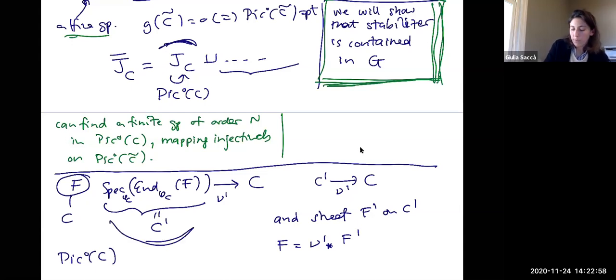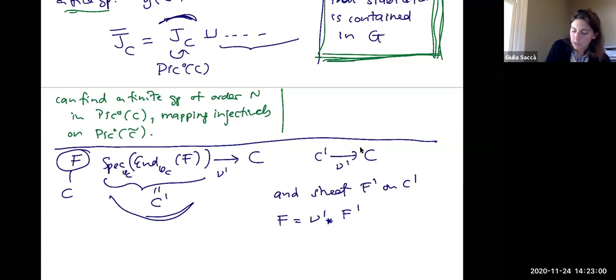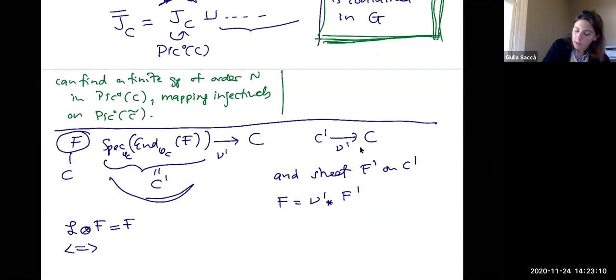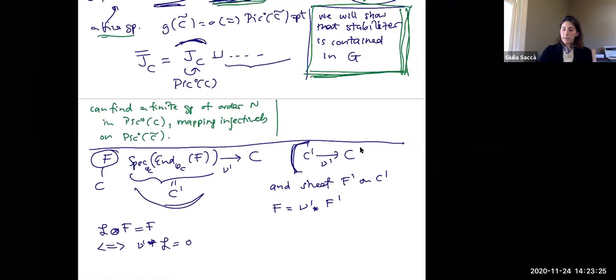And so when I look at the action of Pic^0 of the curve on the sheaves of this form, maybe let me say it this way. A line bundle tensor F is isomorphic to F if and only if the pullback of this line bundle is zero in this partial normalization. So if it's zero on a partial normalization, then it's zero on the normalization. And so this is the statement that the stabilizer of every point is contained in that affine group.